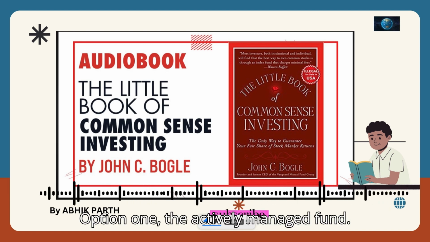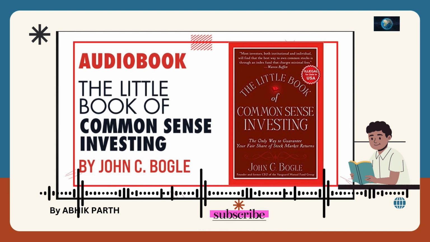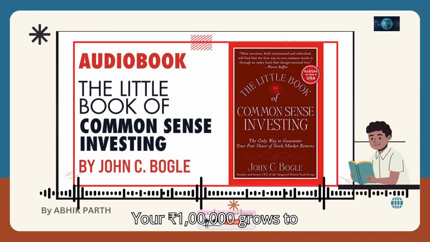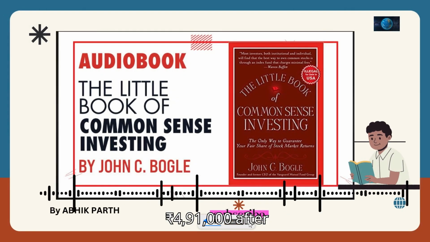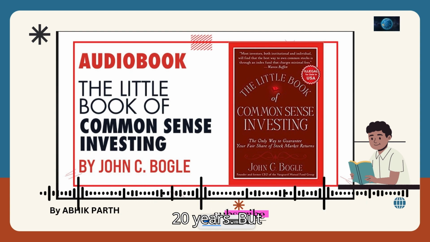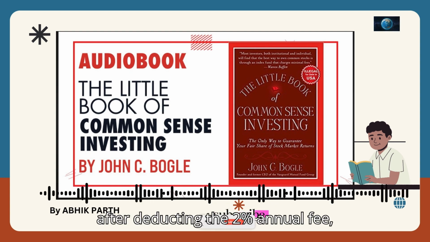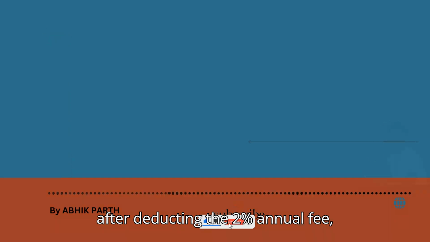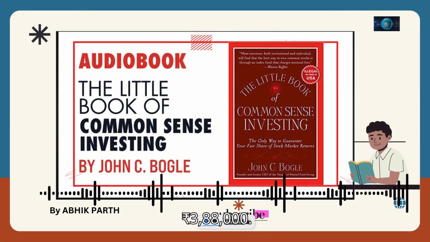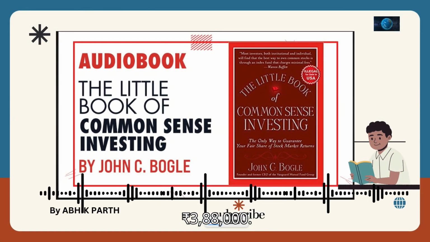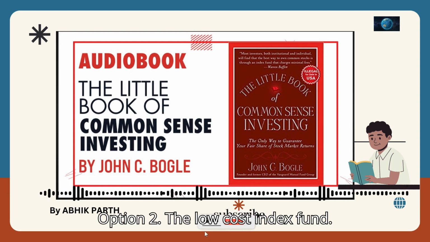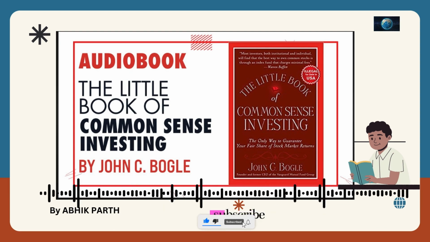Option 1. The actively managed fund. Your 1 lakh rupees grows to 4,91,000 rupees after 20 years. But, after deducting the 2% annual fee, you are left with only 3,88,000 rupees. Option 2. The low-cost index fund.